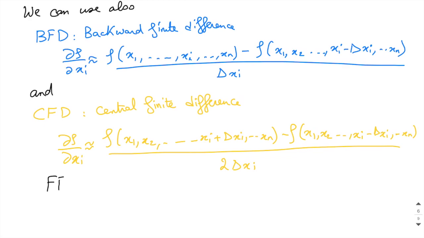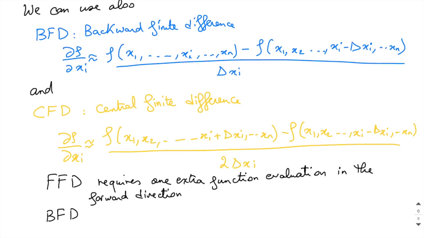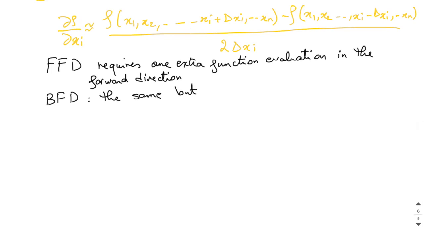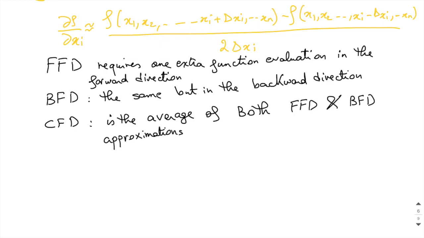Each formula has its advantages. FFD requires one extra function evaluation in the forward direction. BFD is the same. It requires one extra function evaluation, but in the backward direction. And CFD is the average of both FFD and BFD approximations. It will give better accuracy of the calculation.